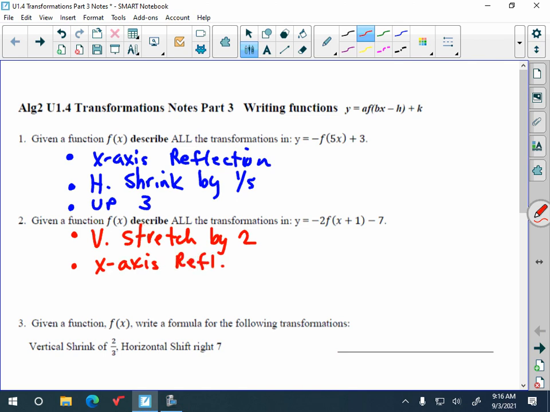Okay, another one. Good. Left 1, that's the plus 1 inside. We do the opposite, so it's going to go left 1. Good. Down 7, the minus 7 at the end, that moves it up and down. Since it's negative, it's going to go down 7.